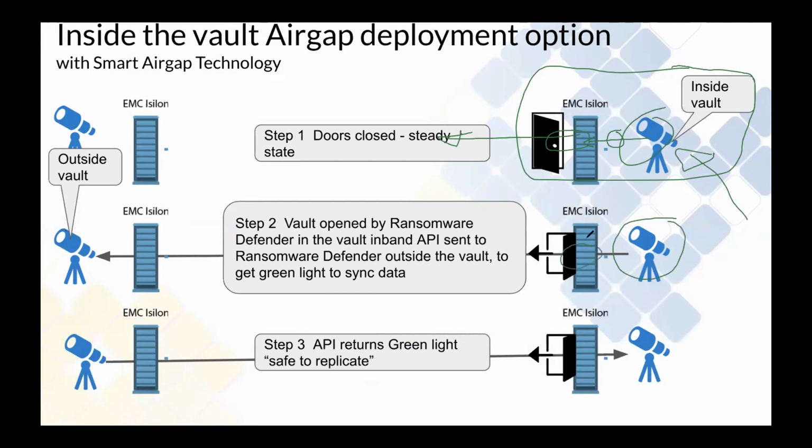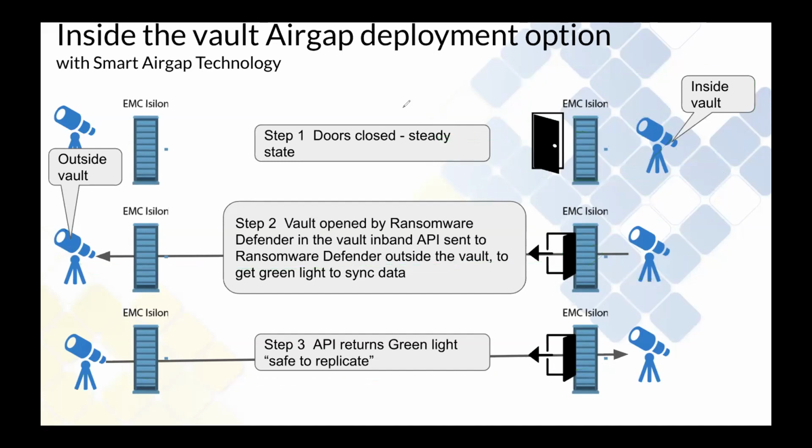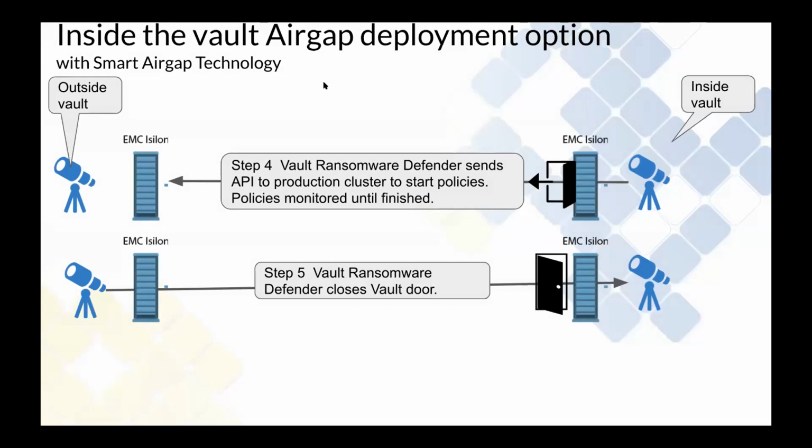It adds interfaces to a pool. It's able to tunnel its way all the way out here and ask Ransomware Defender, is it safe to replicate right now? In this case, the example is, yes, it's safe. So what it does is it initiates the SyncIQ replication policies. So that would happen. And then once that's done, it's going to monitor that replication.